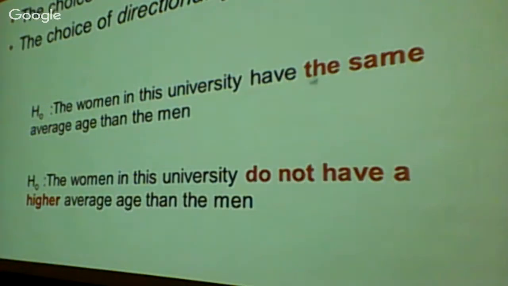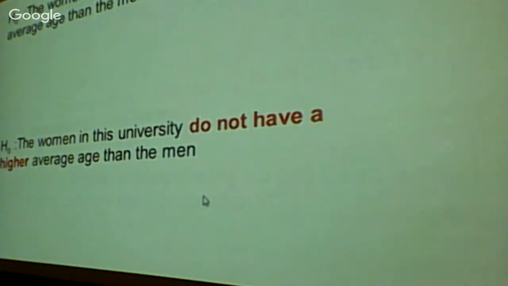So here's an example. The women in this university have the same average age as the men. That's no directionality at all. Right? The women in the university do not have a higher average age than the men. That has directionality. Okay, let me say that again.